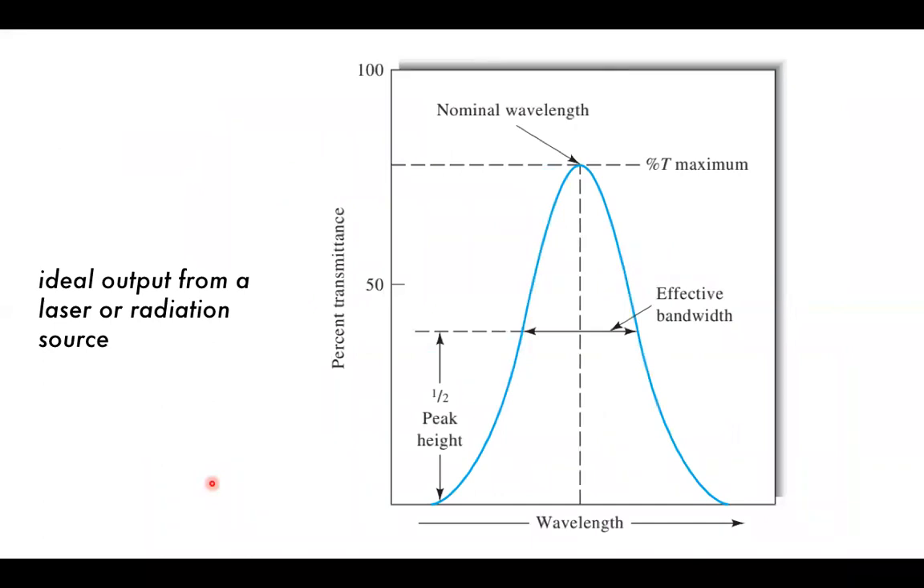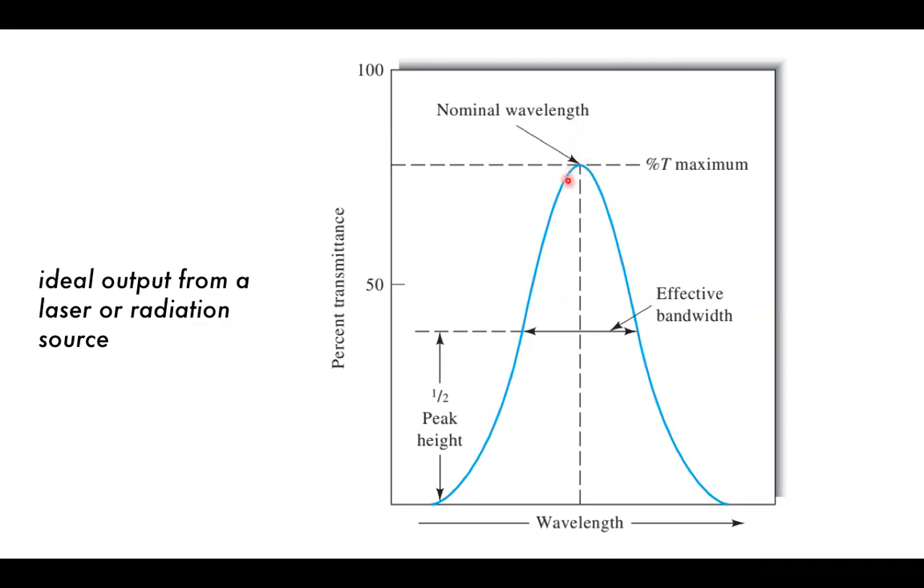So this is what we're looking for in terms of an ideal output from a radiation source. What we want to be measuring is a particular wavelength, which has quite a narrow effective bandwidth. Here we have the nominal wavelength that we actually measure. Even though there's this peak shape, what we measure is the position at the maximum. So whatever this maximum value is will be our nominal wavelength, or the wavelength that we measure.